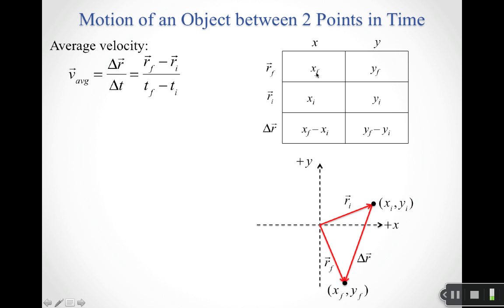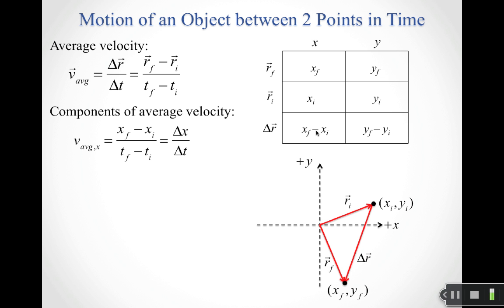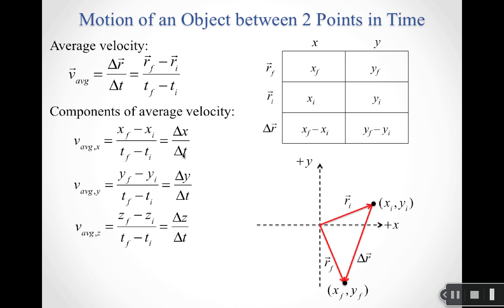So again, I do my vector subtraction problem first: set up the components for the final position vector and the initial position vector, and do my vector subtraction. Then all I need to do is take each of these components of the displacement and divide by my change in time. So the x component of the average velocity is just going to be delta x over delta t, the y component is delta y over delta t, and the z component is delta z over delta t.